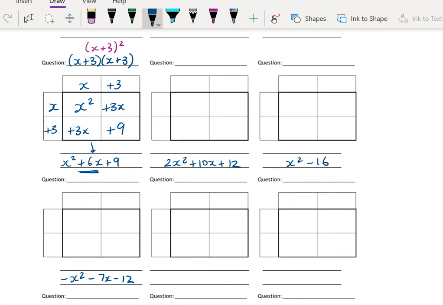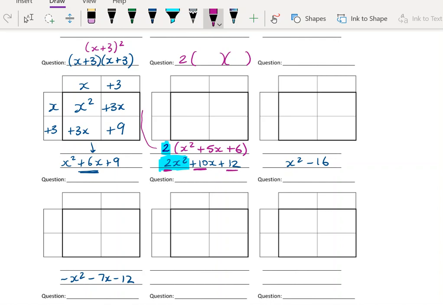In the next question, something weird's happening. We've got not an x squared, but a 2x squared. But the good news is that we've got a common factor of 2. 2 goes nicely into the first term, the second term, and the third term. So I can rewrite this question as 2, x squared plus 5x plus 6. So I just divided each term by 2 and put that out the front. So now I'm going to take this 2 and I'm going to write it at the top here, and I'm going to factorise the rest of it.